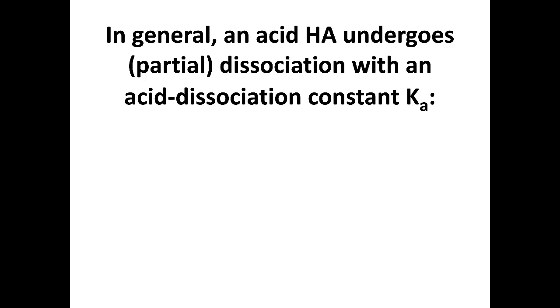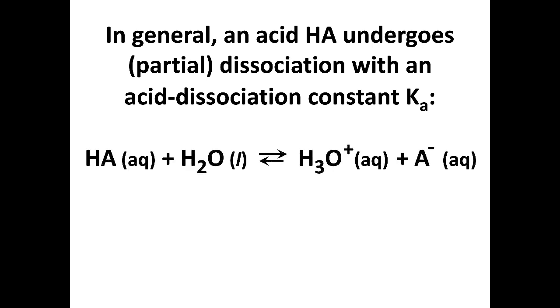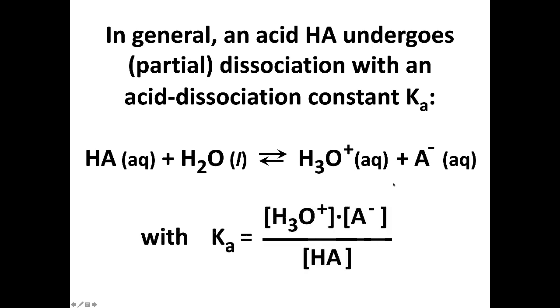Okay, in general, an acid HA, we often just use this as a generic form, H something. So the generic acid HA partially dissociates like this. The H and the A split apart. The H plus attaches to H2O to make hydronium ion, and then the A minus, the conjugate base, is separated from that. The Ka expression is the usual form, H3O plus times A minus over HA concentrations.